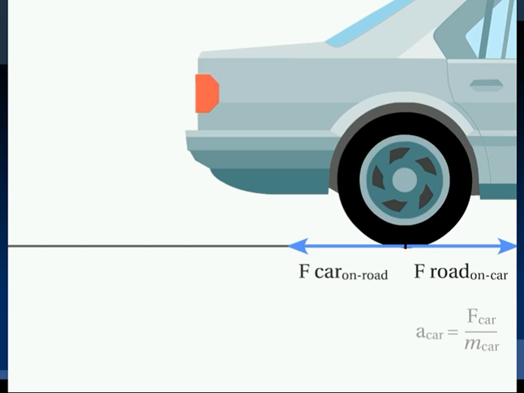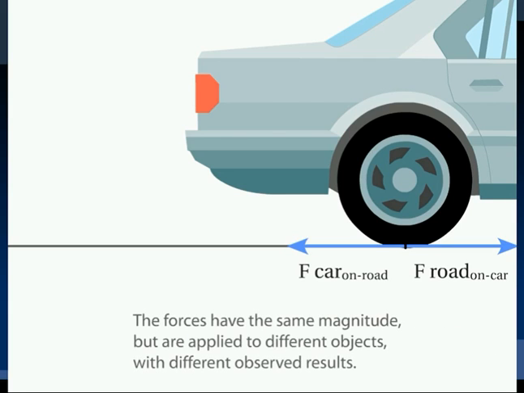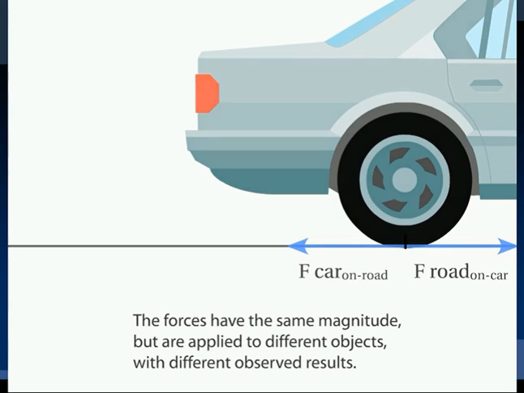The force on the car makes the car accelerate. And the force on the road, which is firmly attached to the earth, makes the earth accelerate, although only by a very small amount. Adding the force on the road and the force on the car does not make sense because the forces are applied to different objects with different observed results. A force on the earth doesn't affect the car, and a force on the car doesn't affect the earth.